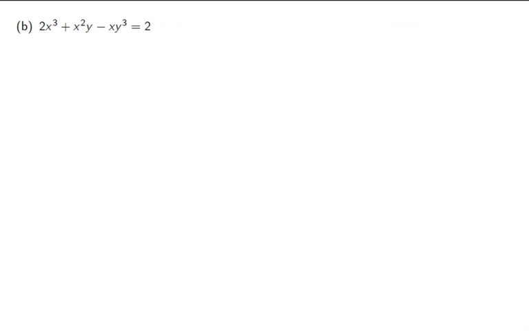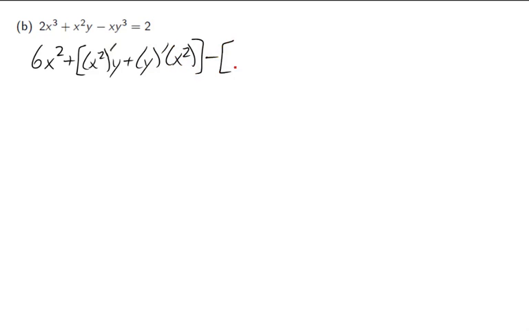One more example. This one has a lot of products in it, so it might have a lot of terms, but it shouldn't be a very hard process. The derivative of 2x cubed is 6x squared. Hopefully you guys are getting really fast at that now. Plus, we have a product rule. The derivative of the first times the second plus the derivative of the second times the first. All right, minus, we have another product. Derivative of the first times the second plus the derivative of the second times the first. And the derivative of 2 is 0.